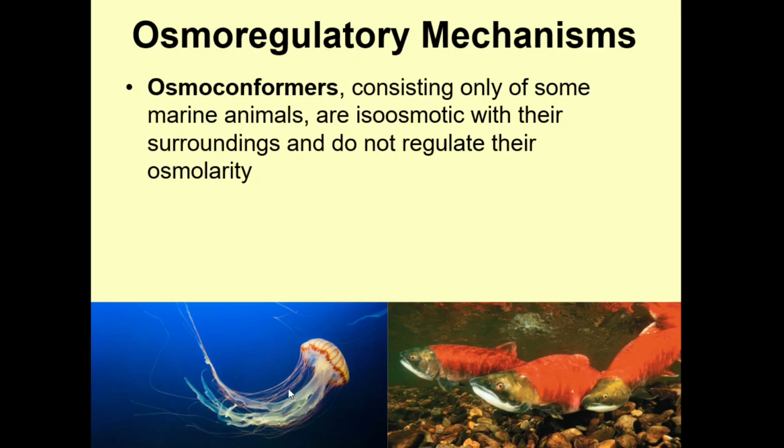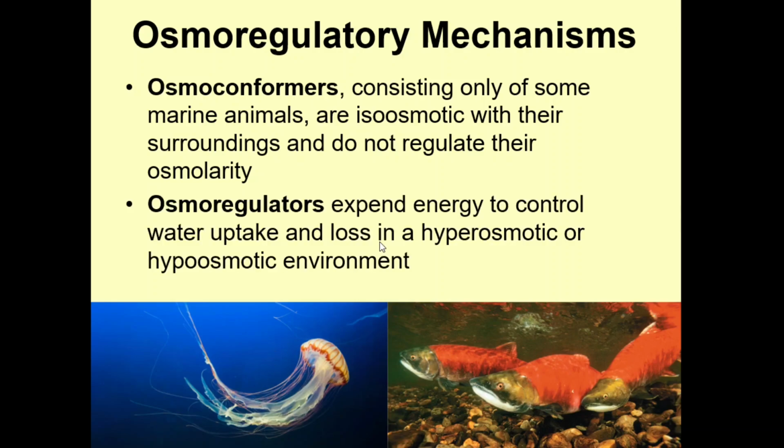So we can see this jellyfish here. But most animals are osmoregulators, so they will expend energy to control water uptake and loss in a hyperosmotic or a hypoosmotic environment. And the reason I put these salmon here is because salmon, as you probably are aware, are born in fresh water. So when they are in fresh water, they are living in a hypoosmotic environment. So they have to osmoregulate appropriately for living in a hypoosmotic environment.